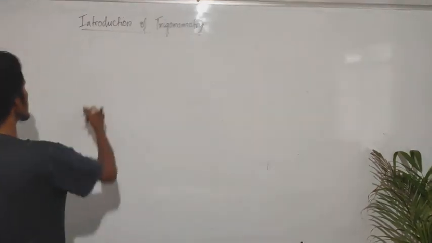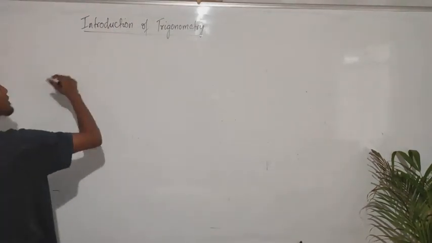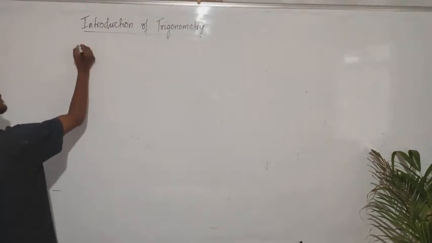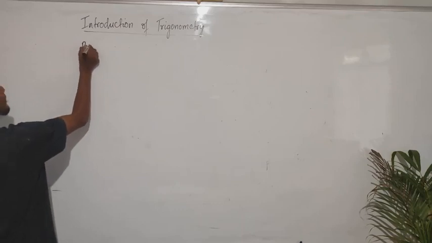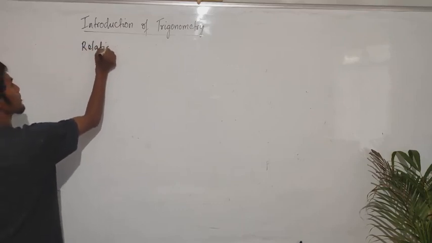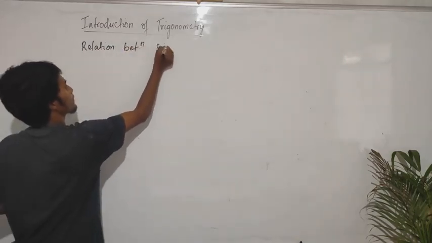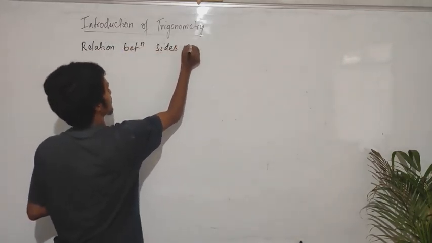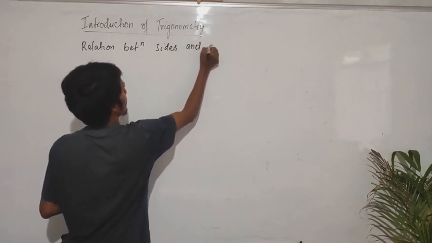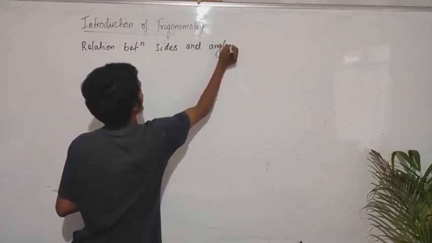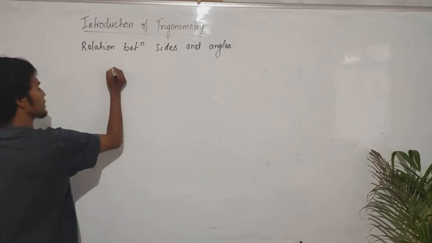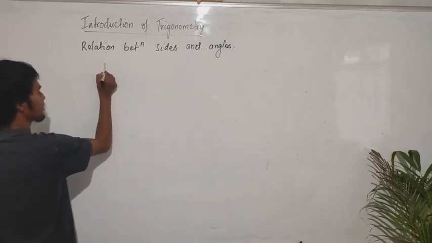Okay. Now let's look at the relation between side and angles. Okay. Now let's take this triangle.